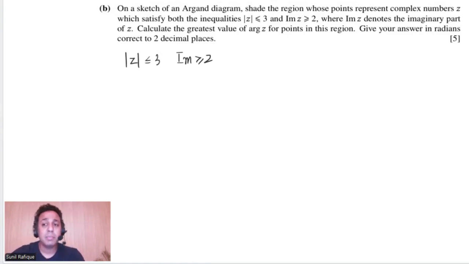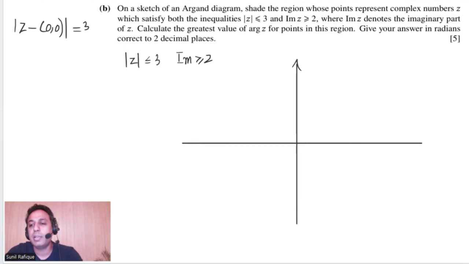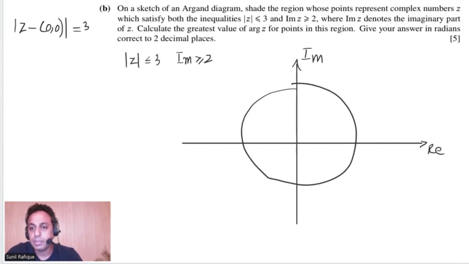So as discussed in my previous video, I'll share the link in the description, that is all about these loci. So let's take a look at this first one. If you consider this just an equation, mod z minus 0 equals 3. That's a circle and the center is the origin. So I'm going to be sketching an Argand diagram, with real part and imaginary part. So this is the center, origin. So it's going to look like this, right?